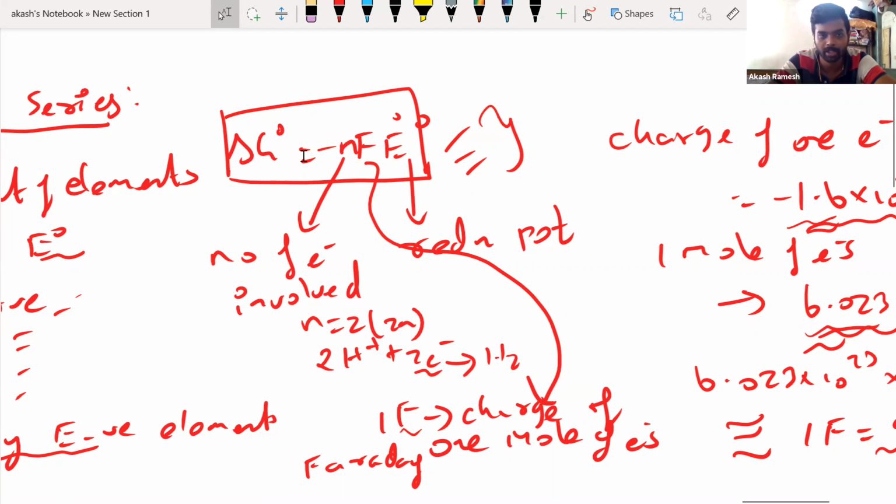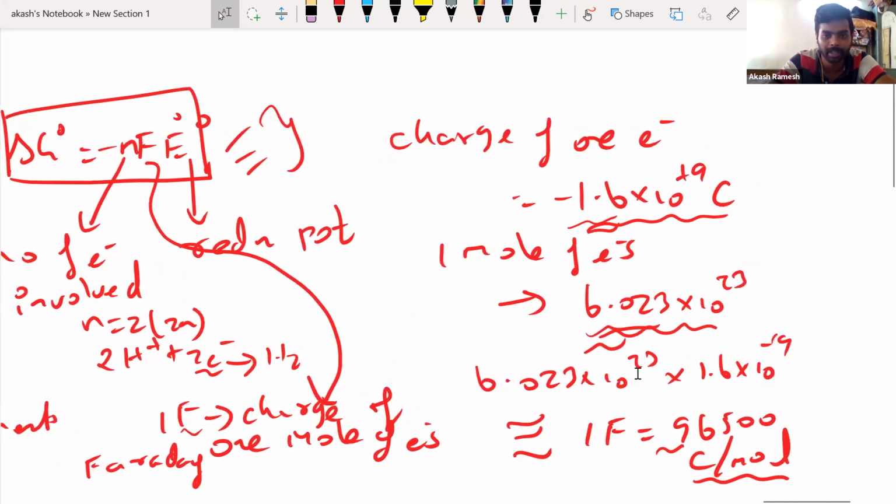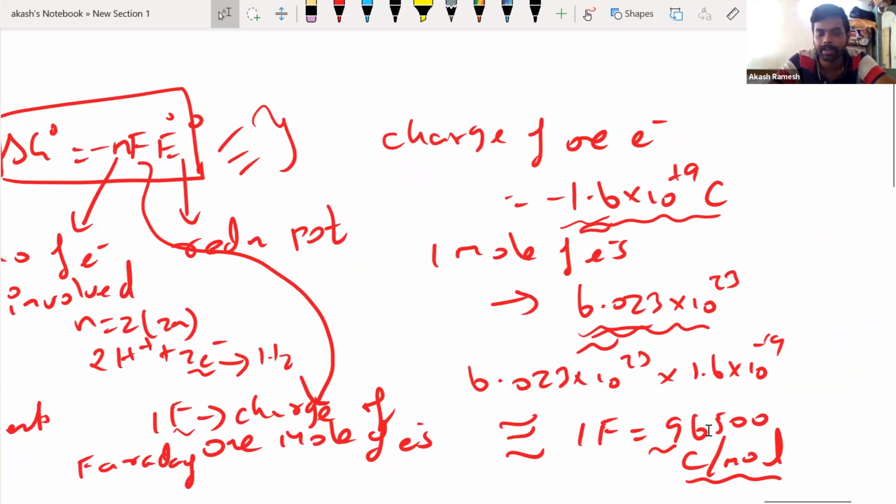Okay, and the E0 is the reduction potential. F, I told you, is Faraday. 1 Faraday is nothing but charge of 1 mole of electron. We calculated it, right? We calculated approximately it to be 96,500. The F value is 96,500. The unit is very important, coulomb per mole, because we define 1 Faraday as the charge of 1 mole of electron. Right, a charge of 1 electron is this much. 1 mole of electron will contain Avogadro number of electrons. So if you multiply these two, you are going to get 96,500.